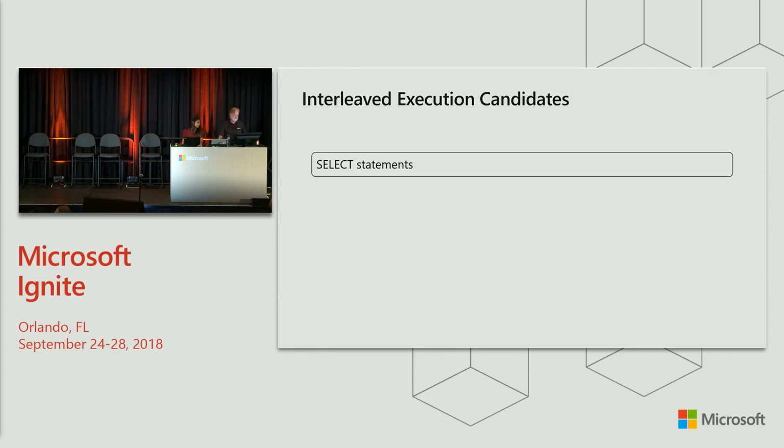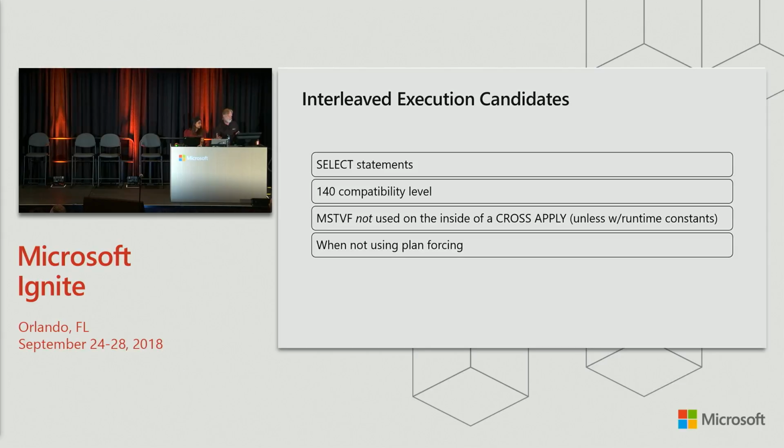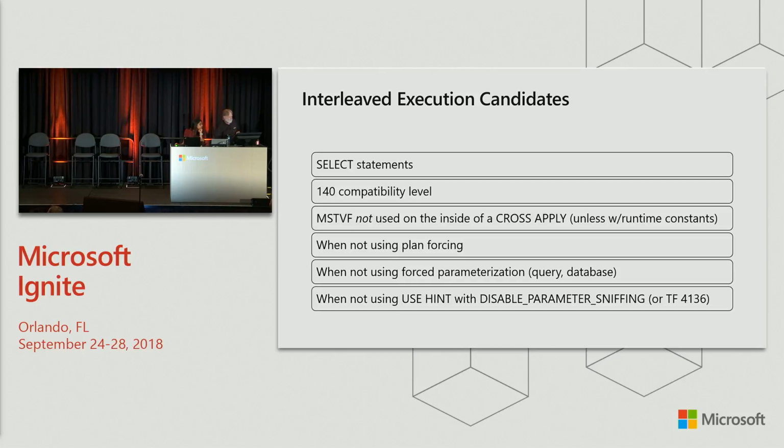So interleaved execution candidates. Select statements, obviously. Depends on the 140 compat level. Multi-statement TVFs not used inside a cross apply. So cross applies we're not going to go into that way because it just gets way more complex. When you're not using plan forcing. If you force the plan, we can't do anything about it, right? We're not using forced parameterization and not using hints to disable parameter sniffing. So if you're forcing how we do the optimization, we will respect that, but that ties our hands to fixing the problems in other ways.